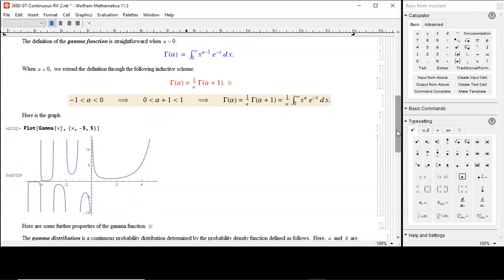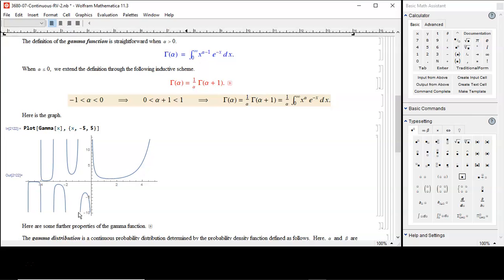So when alpha is between negative 1 and 0, you can calculate gamma of alpha by this recursion, which gives rise to this integral computation, which is basically about this part. And we end up with this part of the graph. Why is it negative? That's because I'm multiplying by 1/alpha, which is negative.